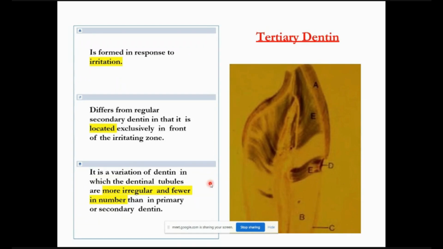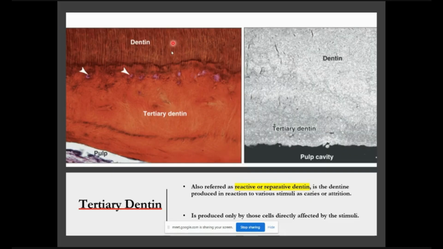The difference in the histology is that it is more irregular and even fewer in number compared to the primary and secondary dentin. So that's the difference from the primary and secondary: a lesser number of tubules and a more irregular arrangement. This is your primary dentin, and this is how the tertiary dentin looks. You can see how different they are.